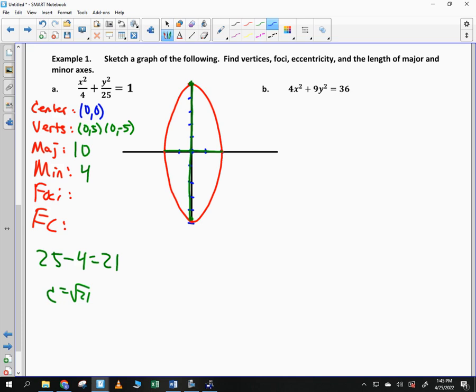So let's go about 4.6 units this way and about 4.6 units this way. And you can see that those are the foci. So I went from 0, I went the square root of 21 up. And from 0, I went square root of 21 down. So those are my two locations for my foci. And my eccentricity is going to be my C value divided by my A value. Or the square root of 21 divided by, what is my A value? Anybody? It is 5.